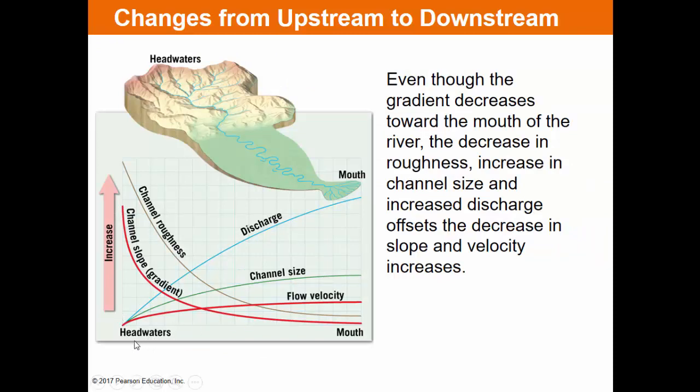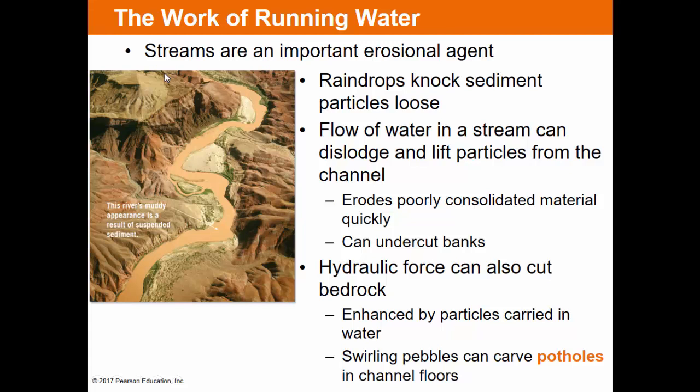This is increasing from the headwaters to the mouth, and that channel slope, the gradient, and the channel roughness get lower as you move toward the mouth, but the discharge, how much can flow through, the channel size, and also the velocity all get larger as you go from the headwaters down to the mouth. All right, so what work does running water do?